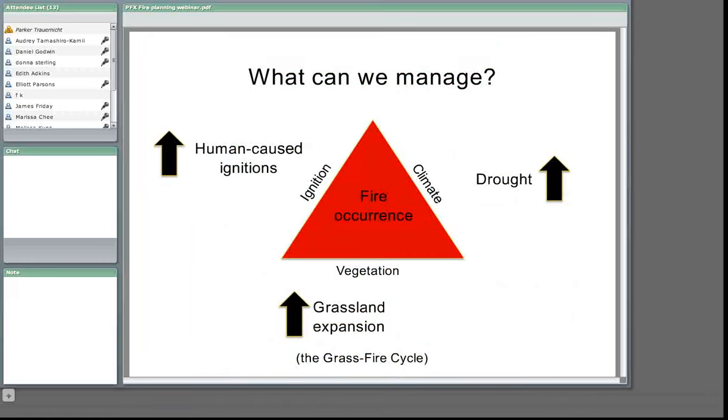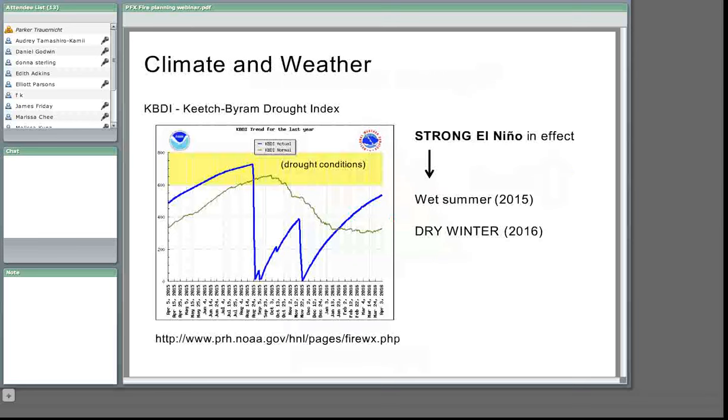The other thing I like about this model for understanding fire is it allows us to understand what we can target, what we can manage to reduce this risk. Climate's kind of out of our hands, but human-caused ignitions and vegetation are a little bit more tractable as far as managing. Like I said, climate and weather, we know that fire is tied to drought in Hawaii, and we can keep eyes on this, for us as land managers, or those of you as land managers, to understand when fire risk is higher.